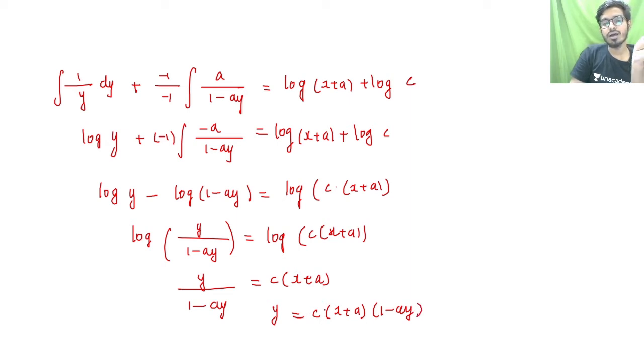Now if you want to bring all the y terms to one side, it is possible. So what we can do is, this is same as y is equal to, when you multiply this, we will have cx, so c times, okay, we will keep this as it is. We don't want more simplification. So this is the required solution. So y is equal to c times 1 minus ay, I'll write that clearly, is the required solution.